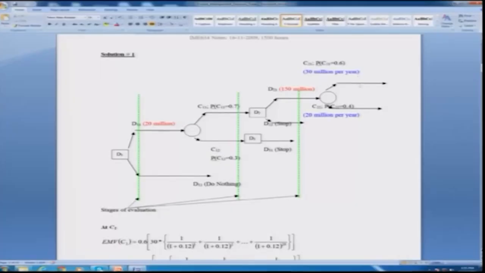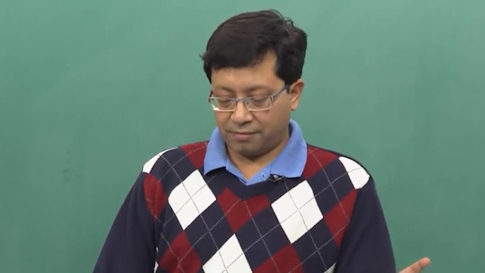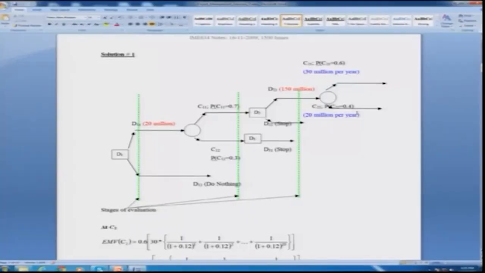So, if I consider the problem from the rightmost extreme, because what I will try to do is analyze the problem from the end result and slowly go back to the actual source where the decision would be made. So, for the extreme right values, 30 million means there is a probability of 60% of high demand and you would get on an annual basis 30 million as the payback for a 20 year period. In case the demand was on the lower side, with a probability of 0.4, that means there are two arms, then the value would be 20 million per year for again the same duration.